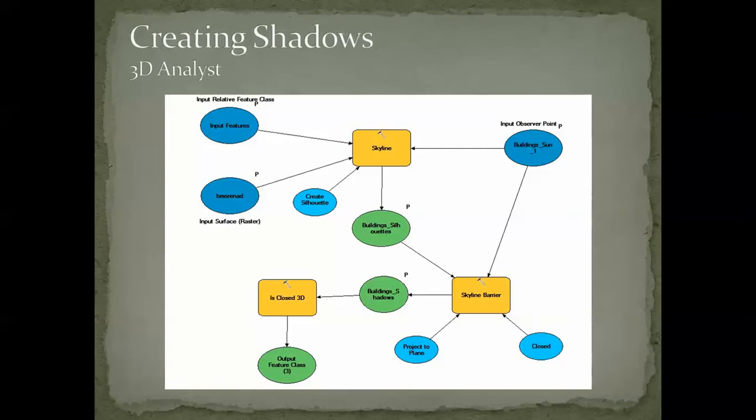So now we roll into actually creating the shadows. But before we get too far into that, I wanted to show you what our models look like. Now this is Model Builder, and this shows you the general workflow of the tools that we use to actually generate the shadows. Everything you see in the yellow rectangles, those are the tools that ArcGIS uses to run processes. Everything in the dark blue ovals, those are our inputs, and then everything in the green ovals are the outputs.